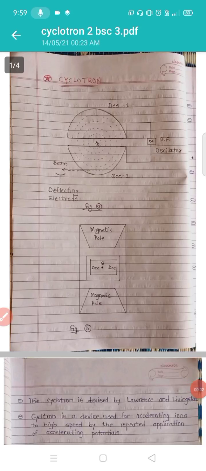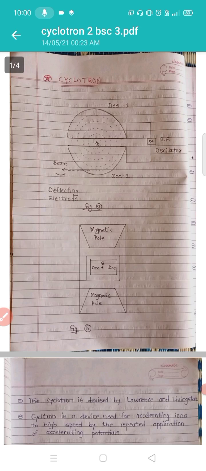Hello students, in the last class we studied what particle accelerators are and their types. In this class we study one of the circular accelerators, the cyclotron. Okay, then what is the cyclotron? Cyclotron is a device used for accelerating ions to a high speed by repeated application of accelerating potential. The cyclotron was devised by Lawrence and Livingston. Now we study the construction, principle and working of the cyclotron.